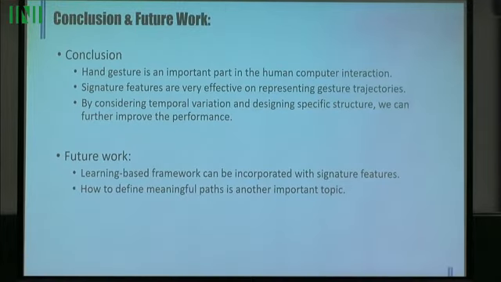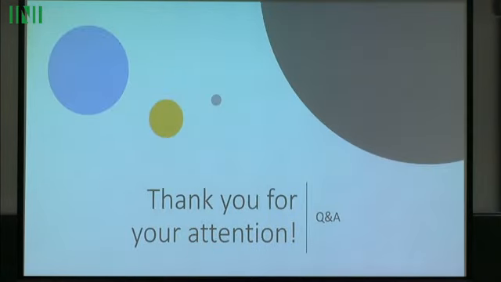So the conclusion is hand gesture is a very important and interesting topic for human-computer interaction. And by considering the temporal variation and designing a specific structure, we can further improve the results using the path signature. So for future work, I think we can propose some learning-based framework that incorporates the signature features, and how to define a minimal path. It's a very interesting topic for the path signature. Thank you very much.